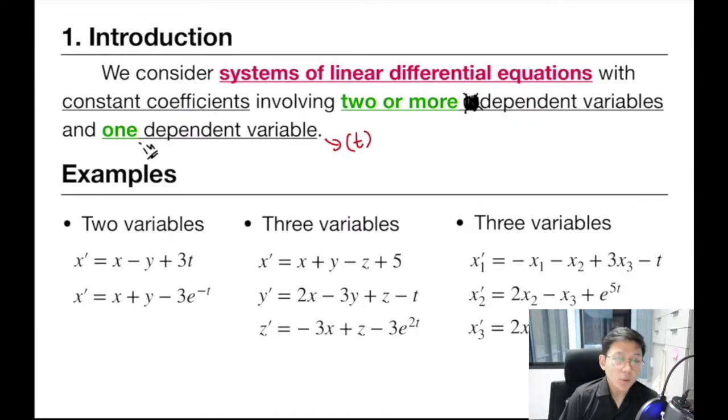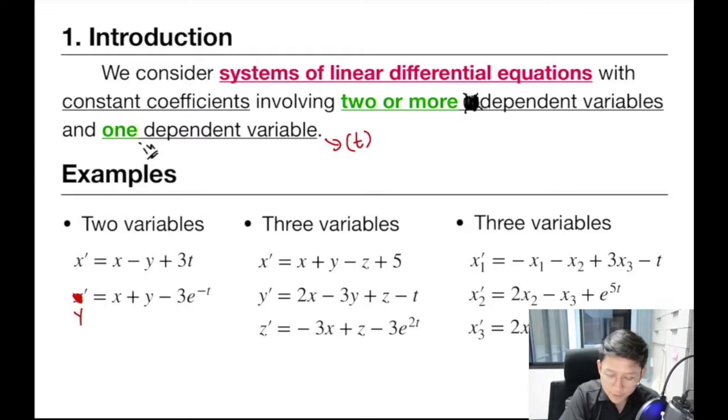Let's look at these examples. Before we go to the examples, let's sum it up again. The systems of linear differential equations with constant coefficients are actually many equations with two or more dependent variables and only one independent variable. Let's look at this example. Here's a typo again, my bad. Here it's y prime.